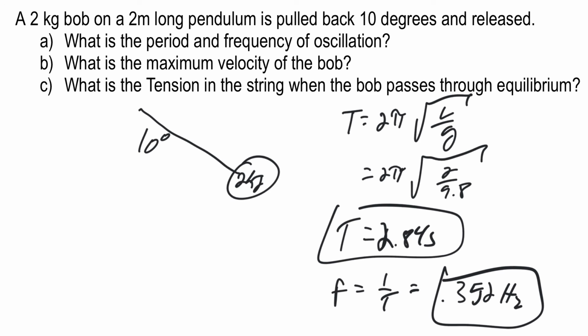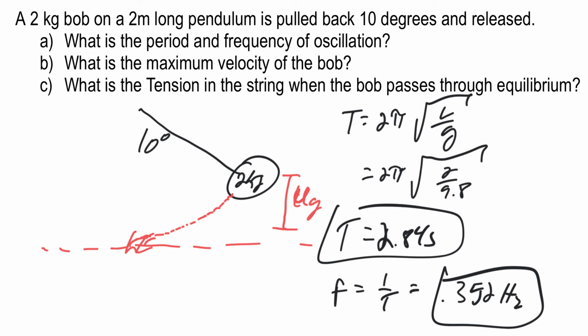Okay, letter B is now saying what's the maximum velocity. So for this one, we're going to have to first do some geometry and then do some kinetic energy. So again, the concept of this is, notice here we pull it back, so we now have some gravitational potential energy, and then when we let it go, that's going to turn into kinetic energy. So the first thing we have to do is find out how high it starts from the bottom point, from the lowest point here. So we'll do some geometry.